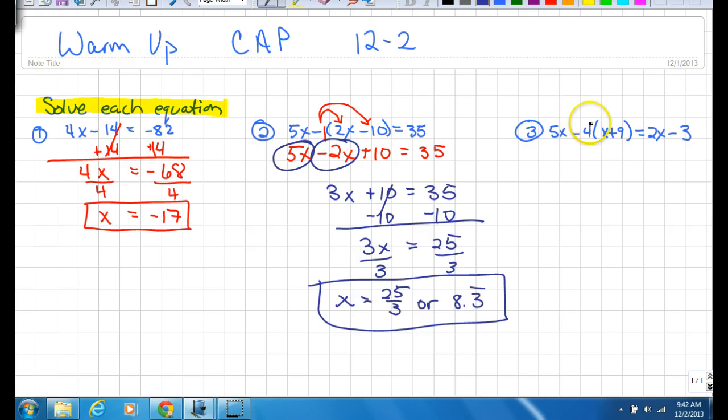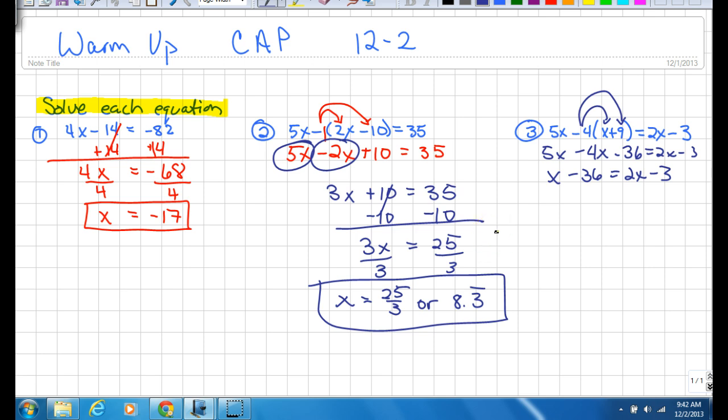Number 3, what we need to do, first of all, is to distribute this negative 4. So negative 4 times x and negative 4 times 9. Okay, so this would be negative 4x and minus 36 equals 2x minus 3. Okay, now I can put these two together. 5x minus 4x is just x, minus 36 equals 2x minus 3.